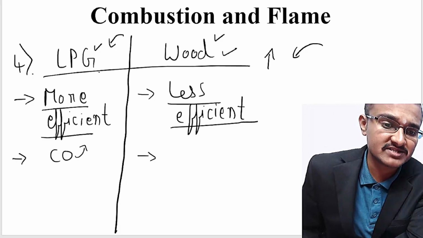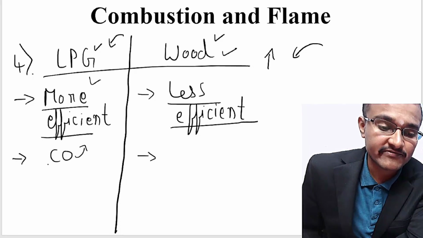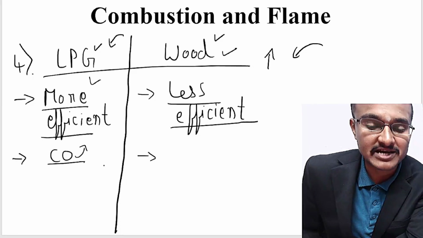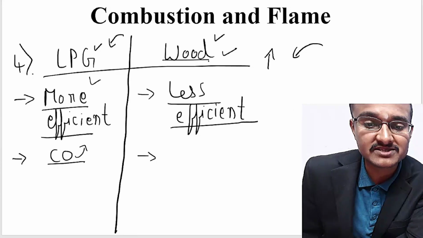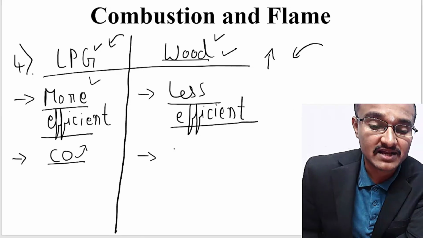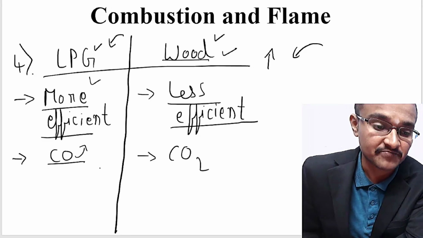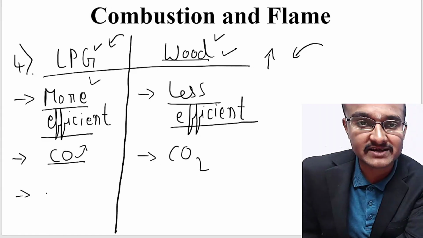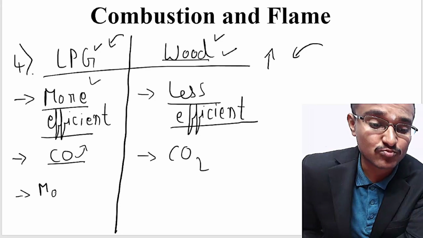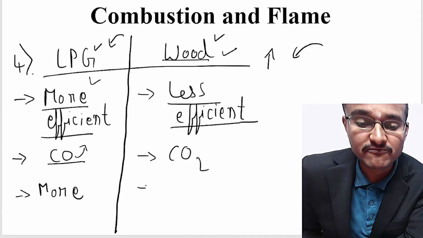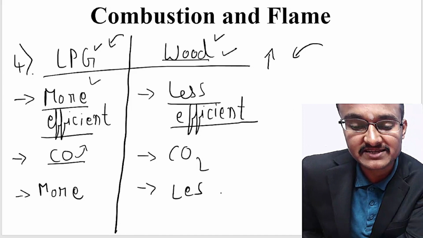So when you combust this LPG gas, more amount of carbon monoxide is released into the atmosphere, whereas when you use wood as a fuel, more amount of carbon dioxide is released into the atmosphere. Coming to the third difference, use of LPG is more dangerous, whereas use of wood as a fuel is very less dangerous.